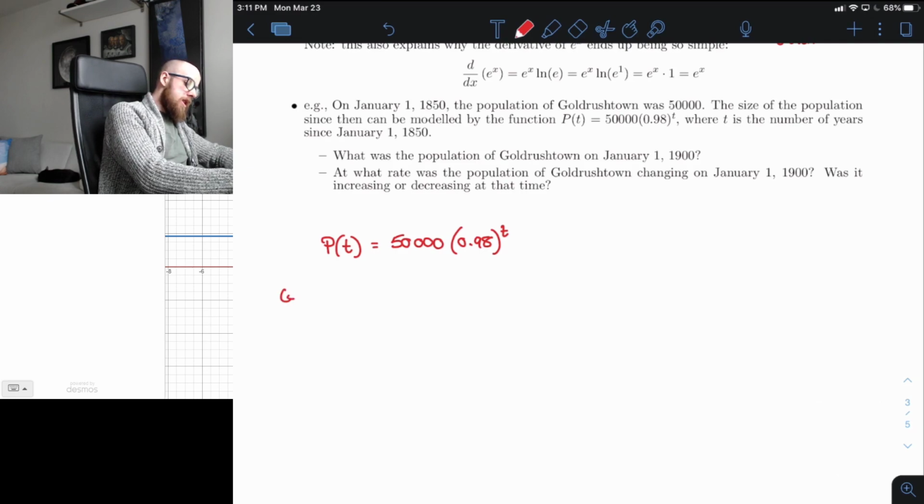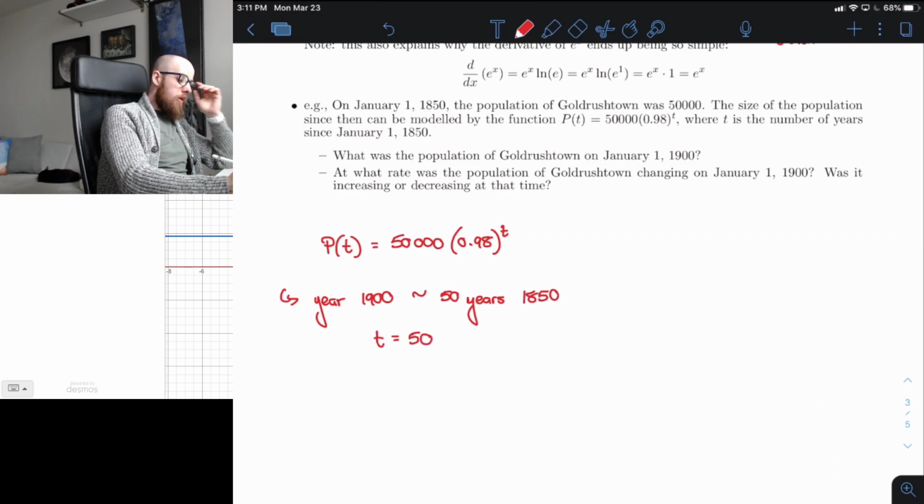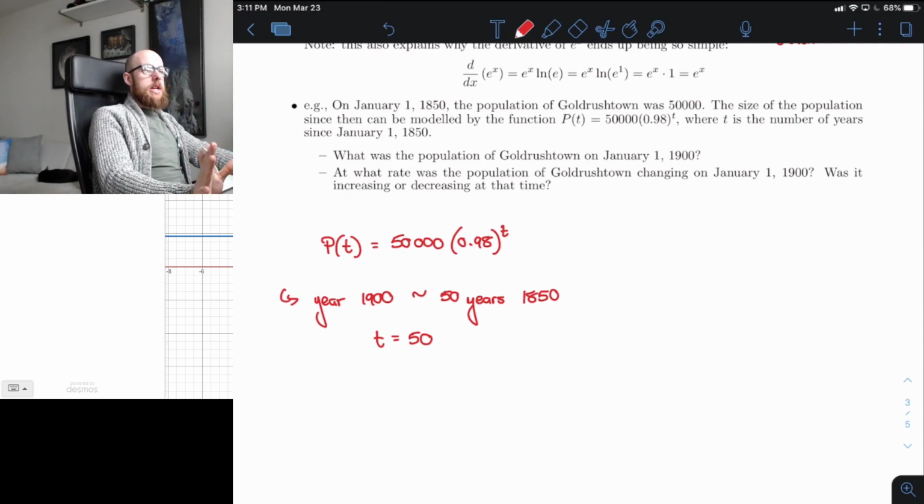If we analyze the years here, we're interested in the year 1900. Now the year 1900 is 50 years after 1850, and so in this case, our t value is 50 years. I just want to figure out the population at that time. So I'm not interested in how the population is changing. I just need to know how many people are in the town at that moment in time.